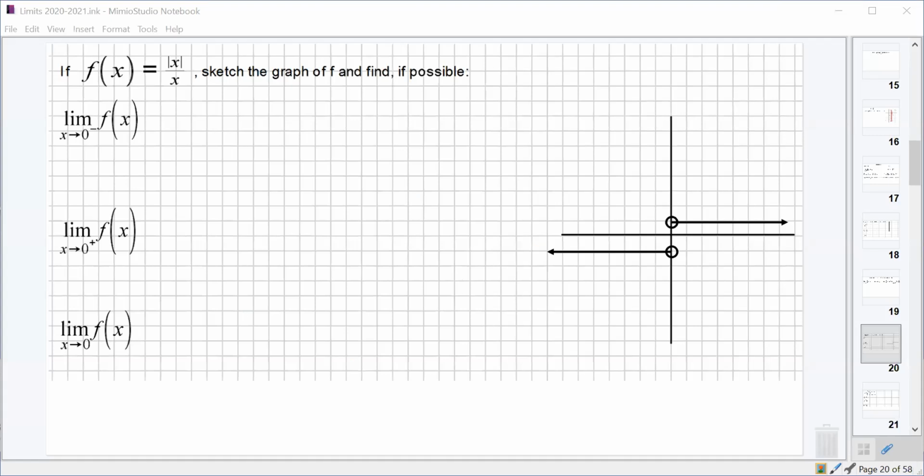Blue, that seems like a good color. Let's do blue.